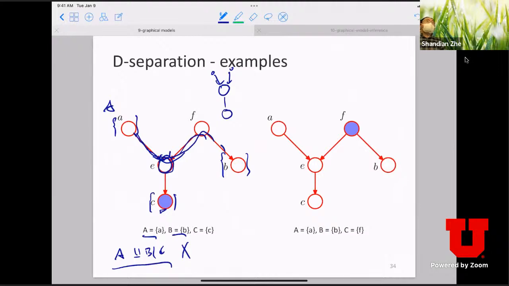Does it make sense? Any questions? Or is it relatively trivial?